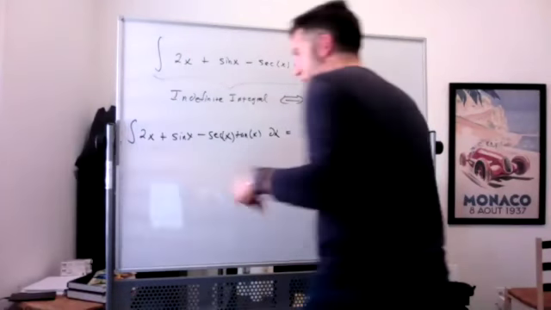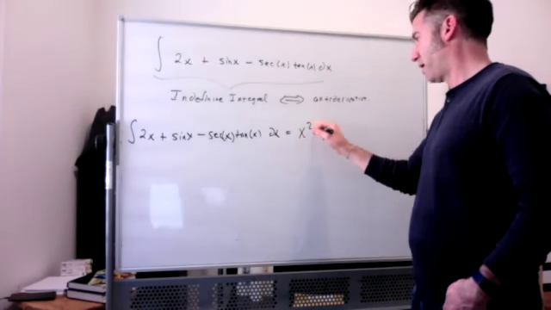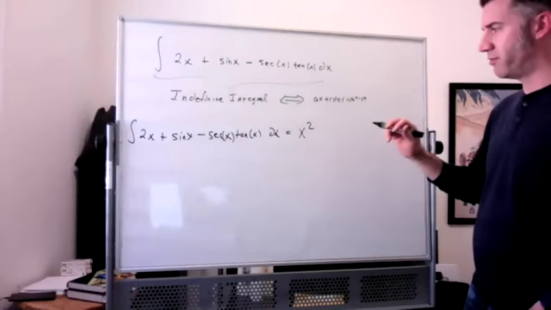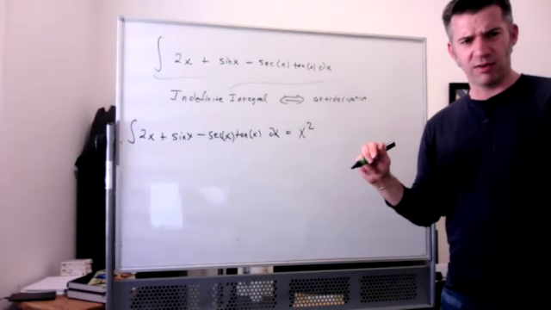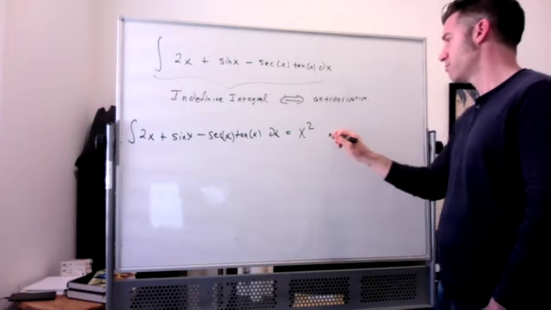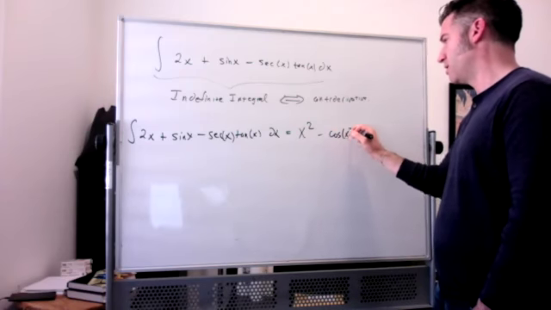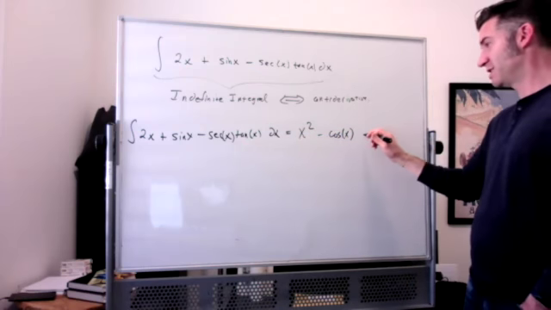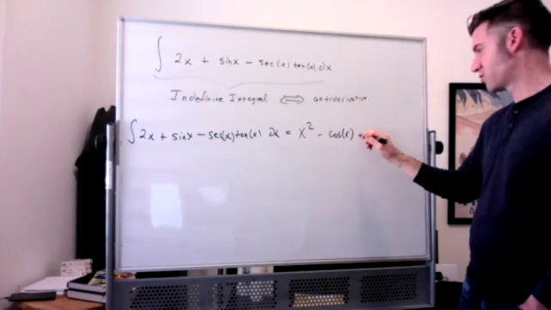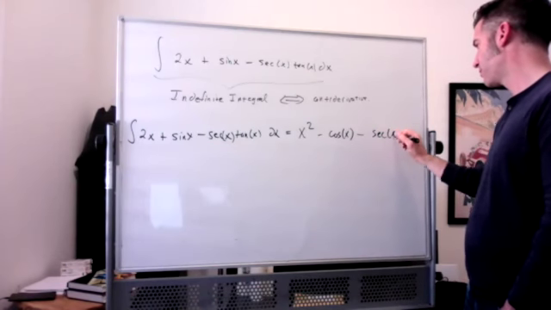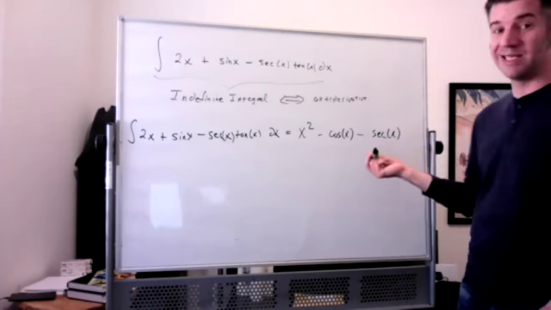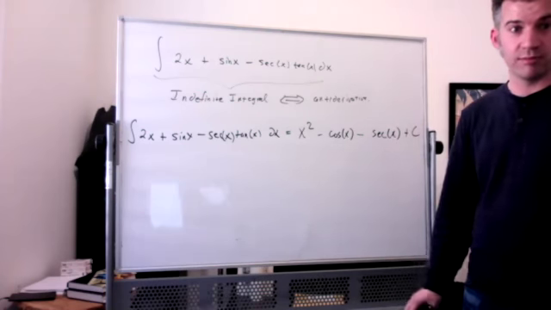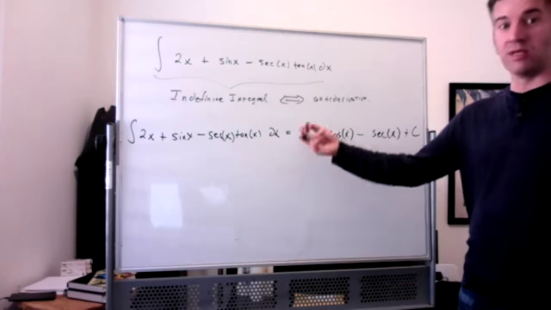So the antiderivative of 2x is x squared. The antiderivative of sine of x is negative or positive cosine? Negative. And the antiderivative of secant x tangent x? Secant x. Good stuff. And then since it's indefinite, we slap on a plus c. So when you're finding the antiderivative, you need the plus c.